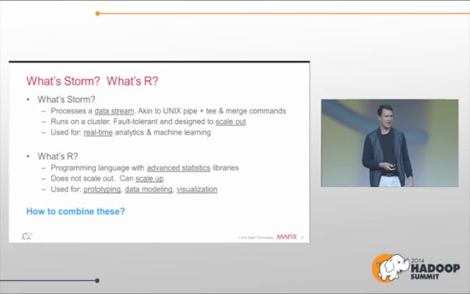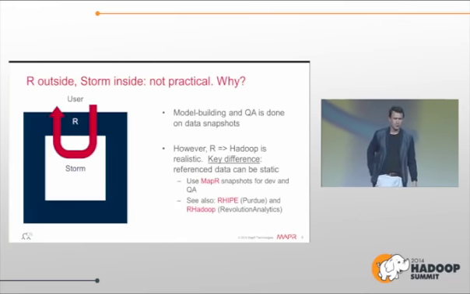Okay, so the question then is, how can we combine these and get the best of both worlds? One way you might think about doing it would be to have R on the outside and have Storm on the inside. So the user would be, in this case, calling down to an R function that calls down to some kind of Storm function that passes the data back to R and then back to the user for interpretation.